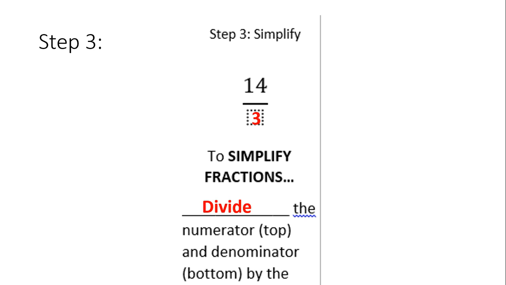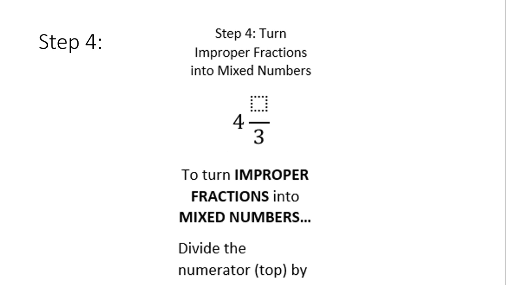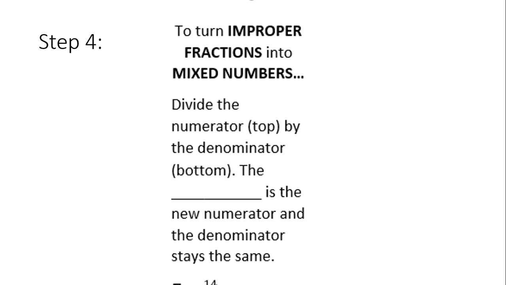Now, we have this fraction in simplest form, but a lot of times you will be asked to write it back as a mixed number. So that's number 4. Going back, turning the improper fraction into mixed numbers. So to do that, it says to turn improper fractions into mixed numbers, we need to divide the numerator at the top by the denominator at the bottom. The remainder, if we get one, is the new numerator, and the denominator stays the same.